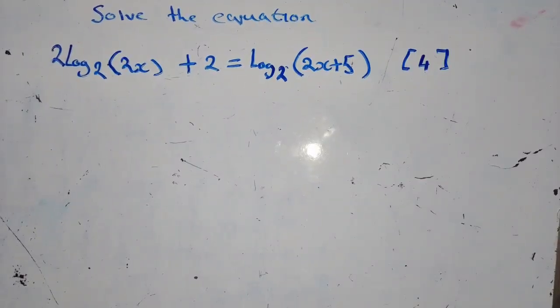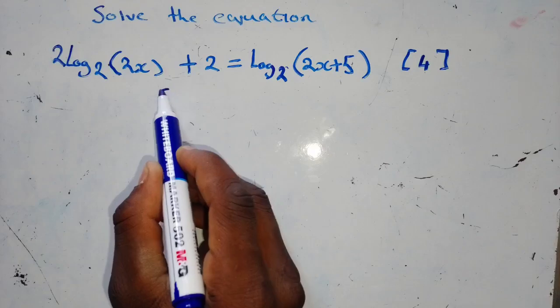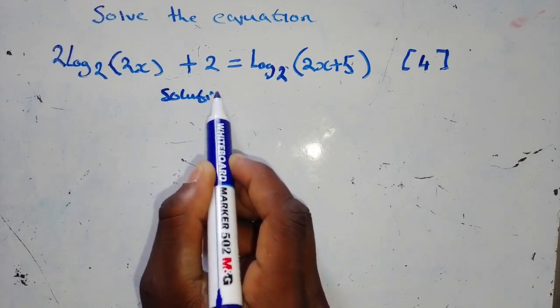The question reads: solve the equation 2 log₂(2x) + 2 = log₂(2x + 5), and this question carries 4 marks. So this question comes from a topic known as logarithms in additional mathematics. Make sure you pay much attention so that you get to know how to deal with such questions. So we have our solutions down here.